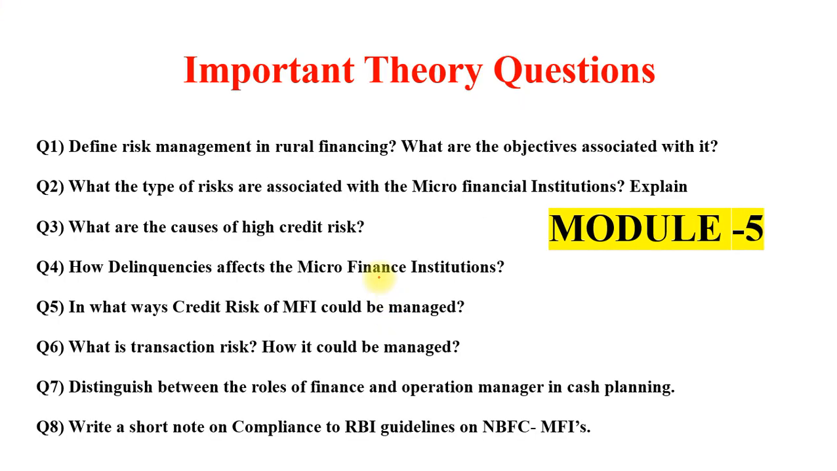Last one, module number 5, we have define risk management in rural financing and what are the objectives associated with it. What are the types of risks that are associated with microfinancial institution? Explain. What are the causes of high credit risk? How delinquencies affect the microfinance institution? In what way credit risk of MFI could be managed?